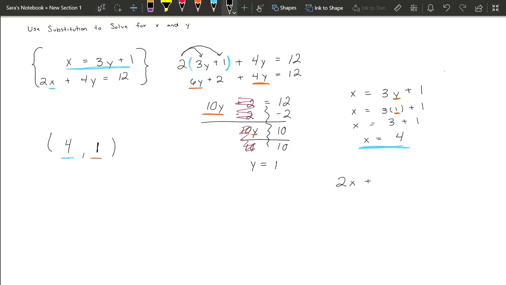Now we want to check our answers. We will be plugging in 4 and 1 for our x and y values in equation 2. We will rewrite the equation as 2 times 4 plus 4 times 1. 2 times 4 is 8, plus 4 times 1, that equals 4. 8 plus 4 equals 12. Our answer is correct. And now you're done.